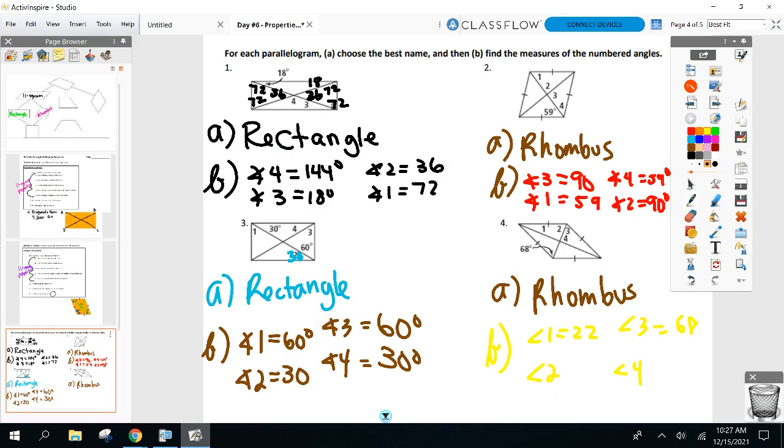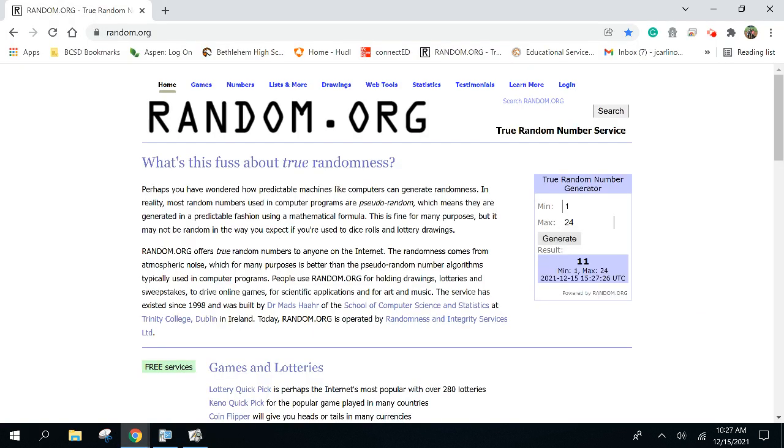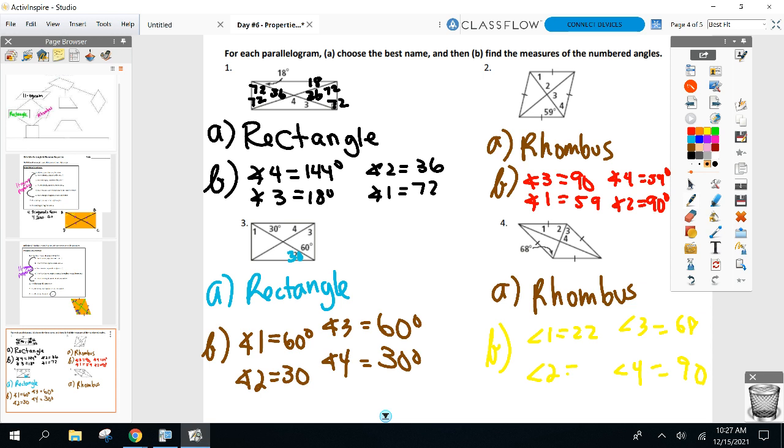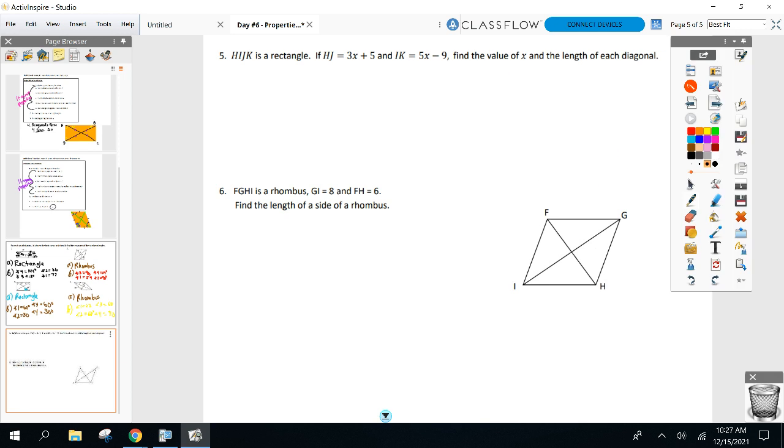Another one. Angle 4 is 90. Diagonals perpendicular. And angle 2. 7. 68. Diagonals bisect each other. All right. Good. Knowing your properties. We just did a ton of work on angles, huh? Now we got to go actual lengths now, not angle measures.